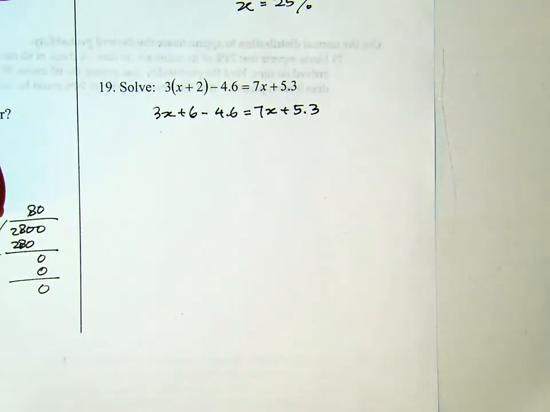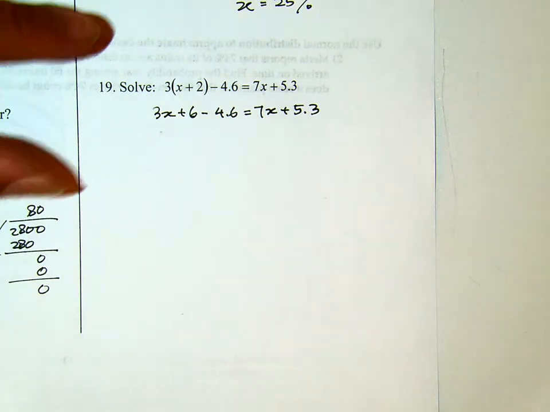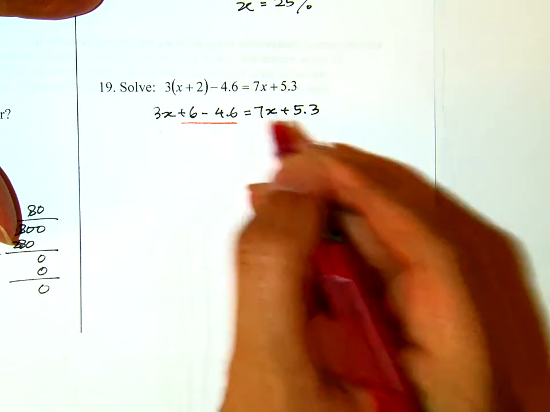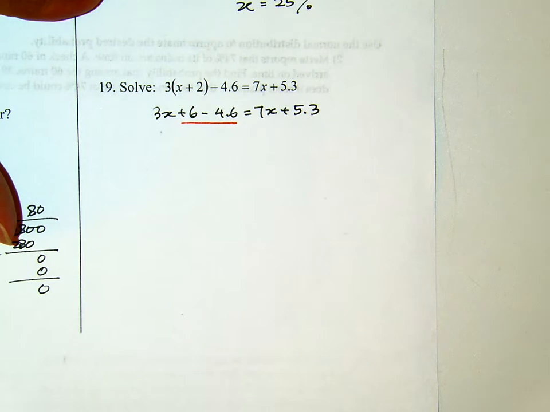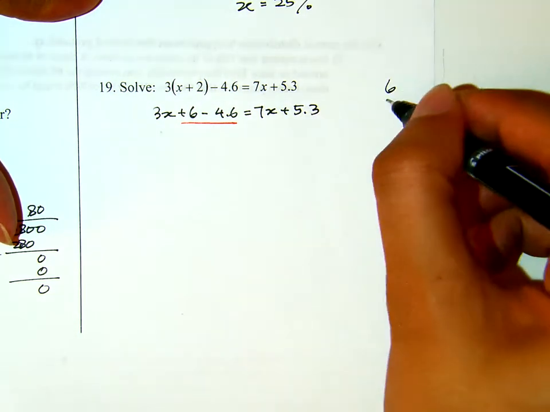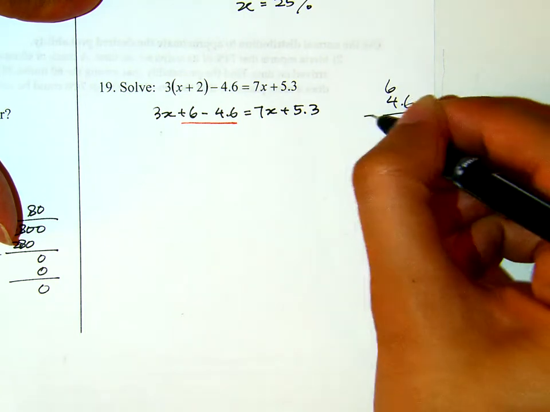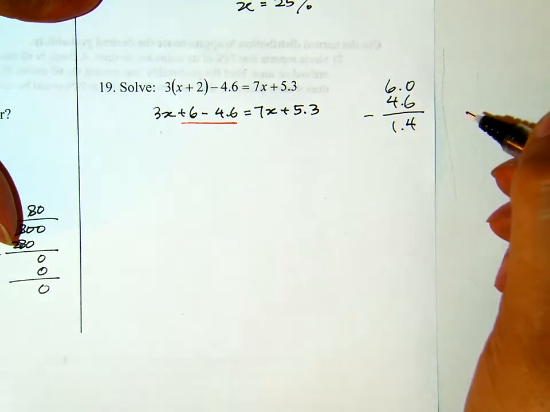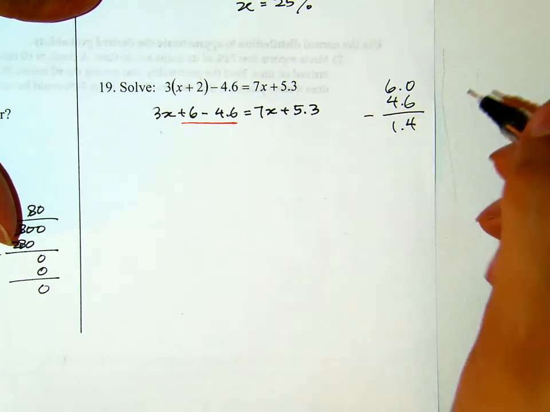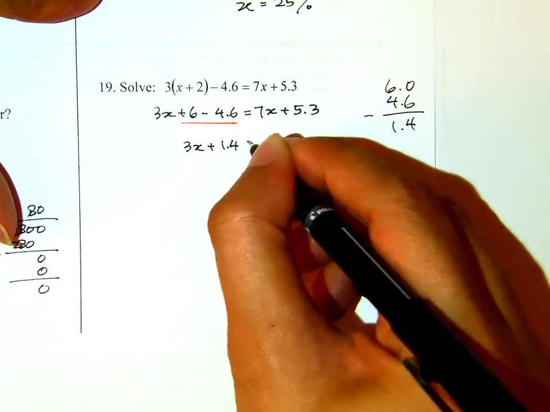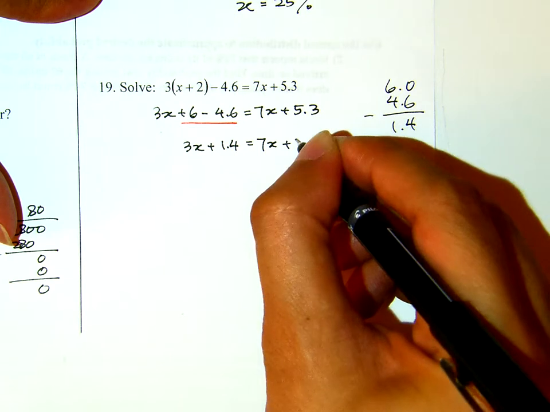Now, the next thing I will do is combine like terms on the left hand side. Remember, you need to simplify each side first before you move any terms across the equal sign. Now 6 minus 4.6, remember, if I put them in a pancake, it is not 2.6. Here you will see that's 1.4. 3x plus 1.4 equals 7x plus 5.3.